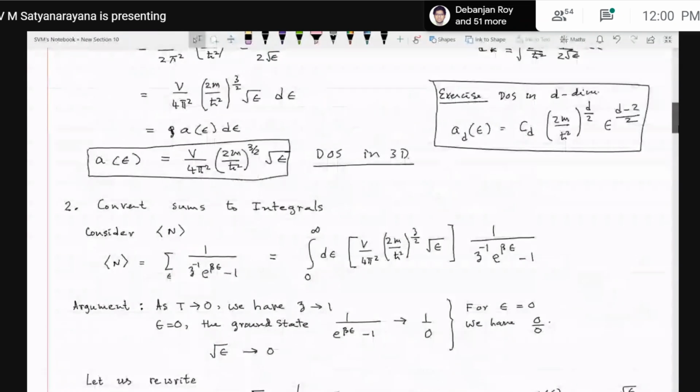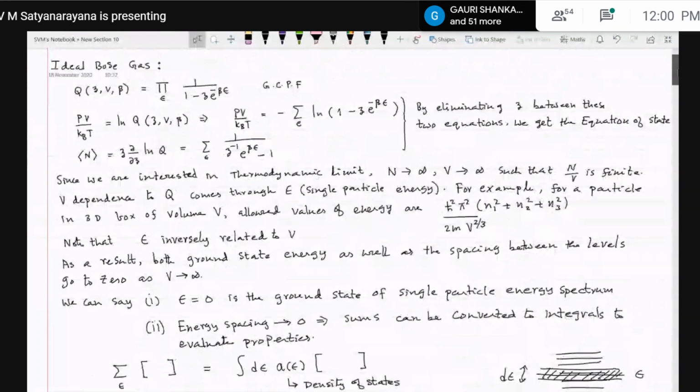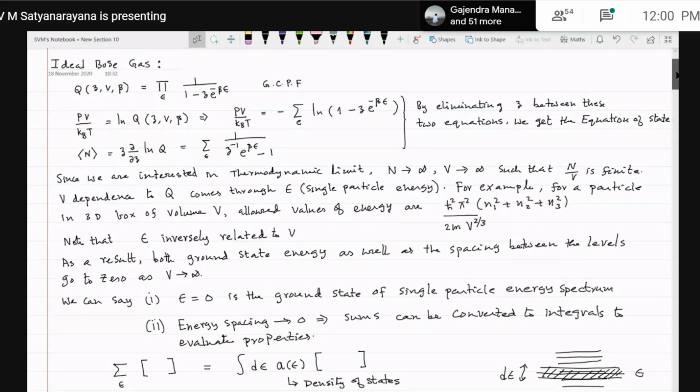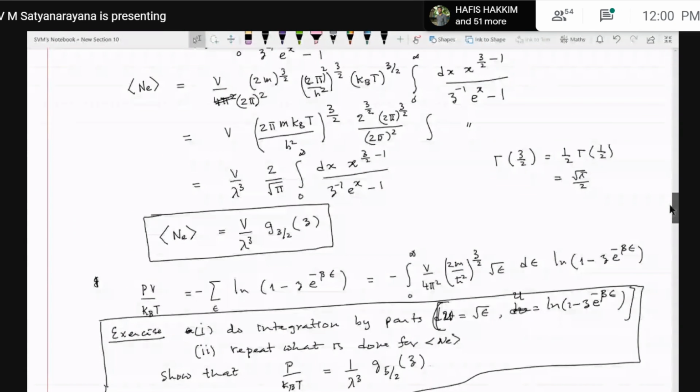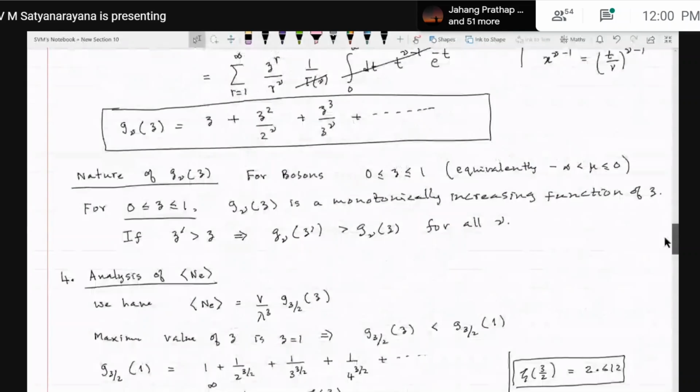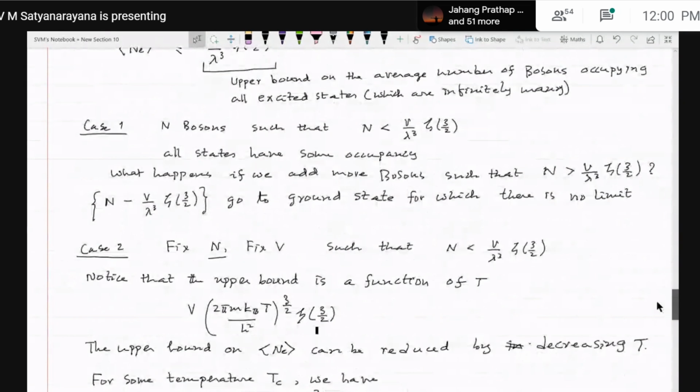Whatever I have discussed today has arguments which are a combination of some maths and some physics. So if there is any question or if you have not understood something, you can ask.